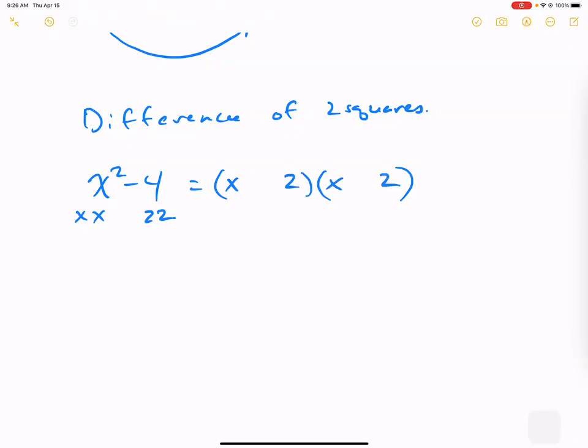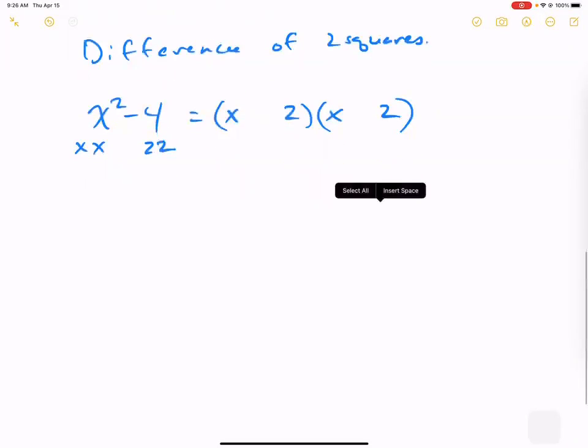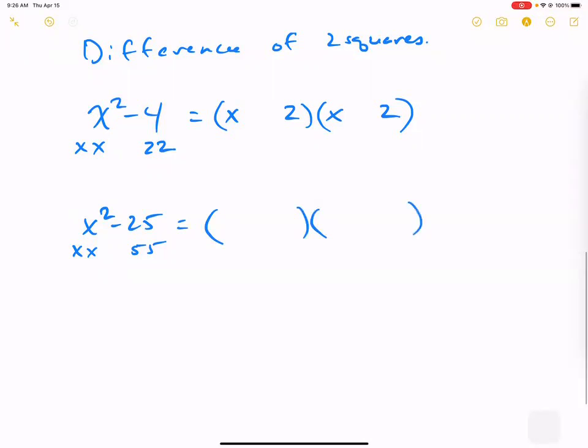Let me give you another one. If I say x squared minus 25, well, isn't that x times x and 5 times 5? So this is not a trinomial, but we'll see why this is still factorable. X and 5 times 5, right? 5 times 5 is 25. X times x is x squared. We're all looking good here.